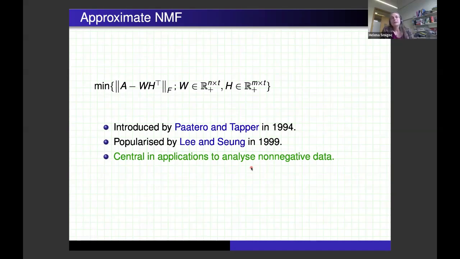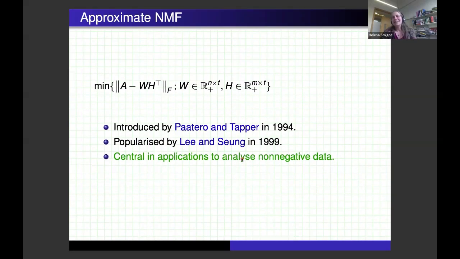And this idea was introduced by Paatero and Tapper in 1994, and later popularized by Lee and Seung in 1999. And since this paper in Nature that was published by Lee and Seung, NMF has received a big attention anywhere where we are analyzing non-negative data. This approximate version of NMF plays a central role.